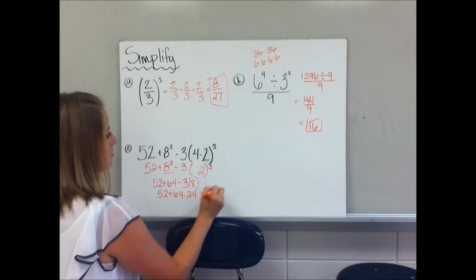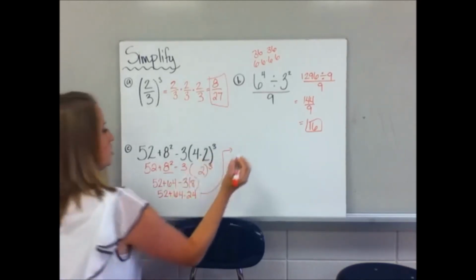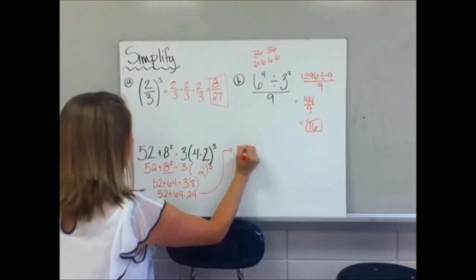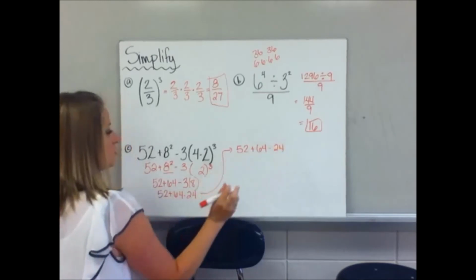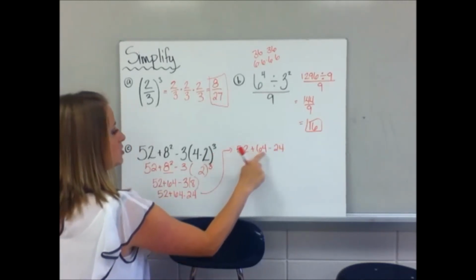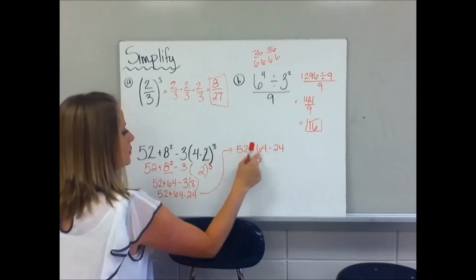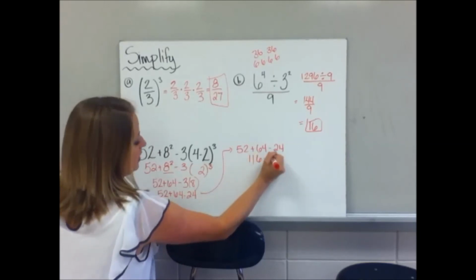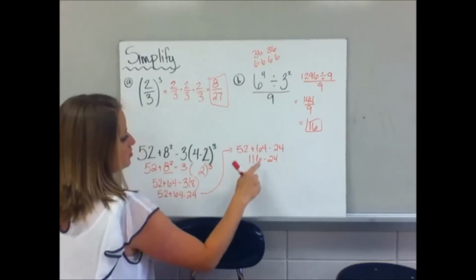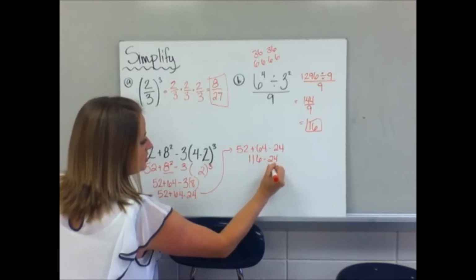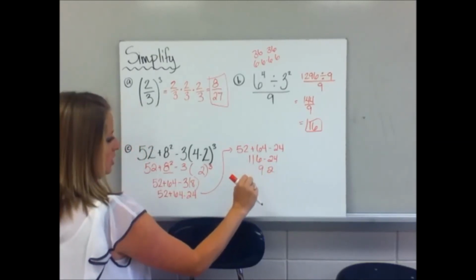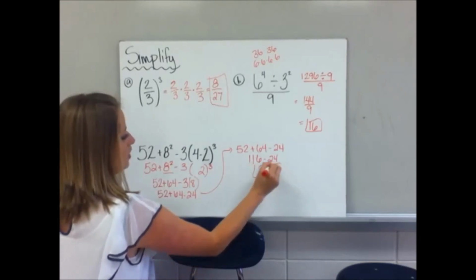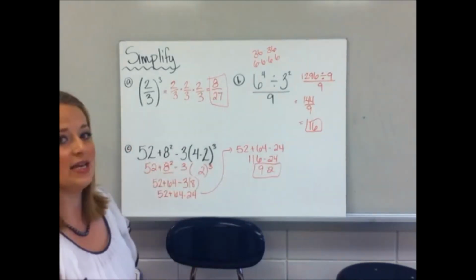I'm running out of room, so I'm going to bring that up here, which is definitely something you can do on your notebook paper. 52 plus 64 minus 24. Go left to right. 52 plus 64, 2 plus 4 is 6. 5 plus 6 is 11. Minus 24. Then I'm going to subtract 4 from 6 and get 2. 11 minus 2 is 92. I'm going to check that in my head. Yep, that looks right. And I have 92.